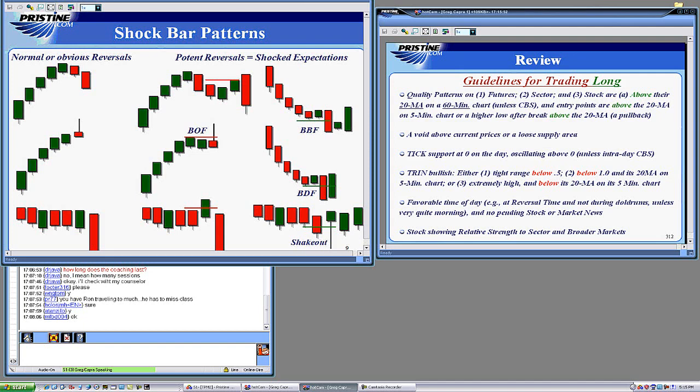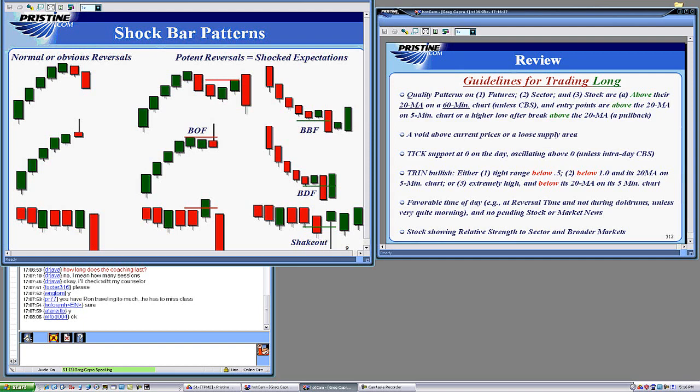All right, home stretch. Little review. This first slide is an excellent review slide for a checklist for having a long bias. Always quality patterns. The direction of the market. The sectors. The stock within that sector. What's its trend on the 60-minute chart? So you're looking for longs if it's above its 20, unless it's a climactic buy setup.